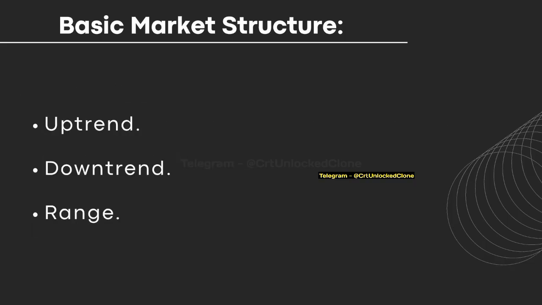Moving on, in basic market structure, we've got three types of market structure: the uptrend, the downtrend, and last but not least, the range, right? Now we're going to see what each of those structures is made up of, and what the combination of highs and lows is for each one. Some of you might be aware of it, but it's good to revise. So let's move on.